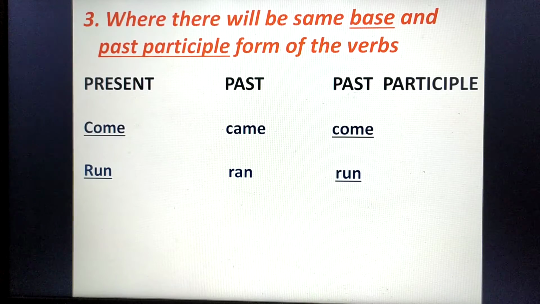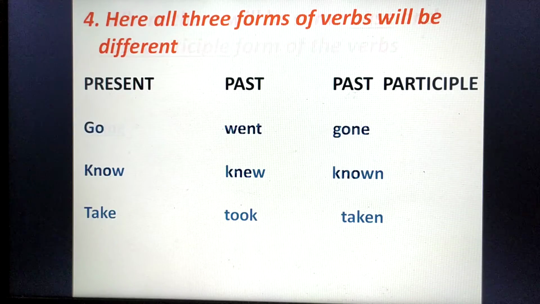The third one is where the base and past participle forms of the verbs are the same. How? Come is the first form, right? Next, the past is came and the past participle again becomes come. So come, came, come; run, ran, run. Here you can see that the base form and past participle forms of the verbs are the same, right?